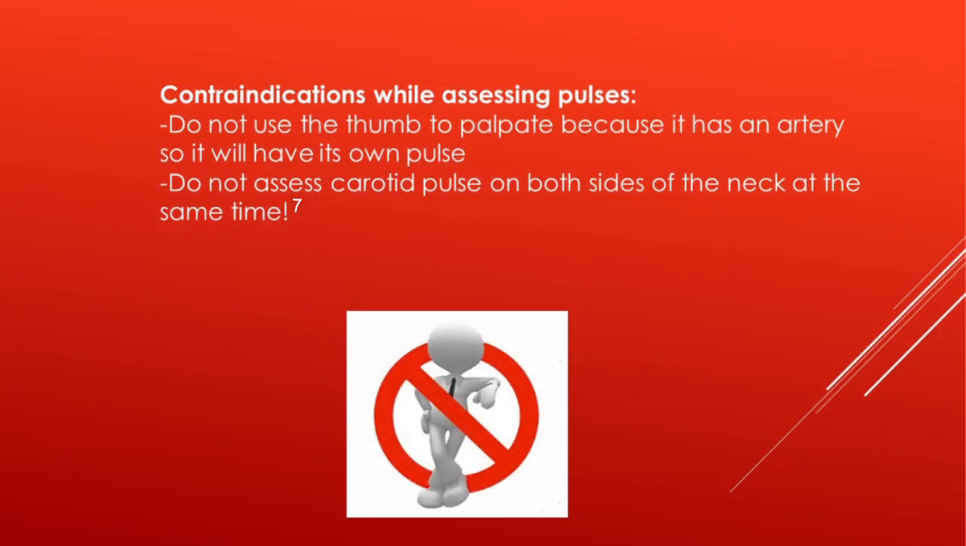So while assessing pulses, do not use the thumb to palpate because it has an artery, so it will have its own pulse, and this can give you an inaccurate result. Also, do not assess carotid pulse on both sides of the neck at the same time because this will block the flow of blood to the brain, and the patient will lose consciousness, as we saw at the beginning of the video.